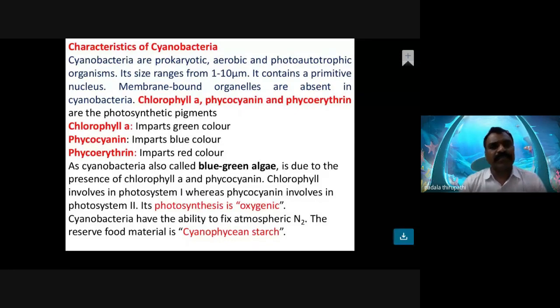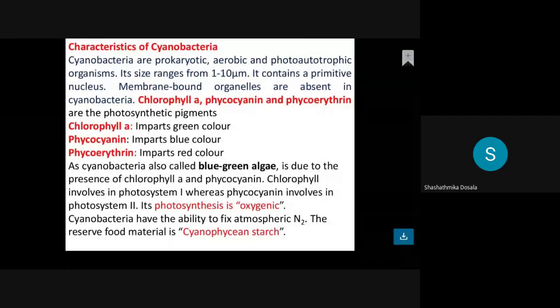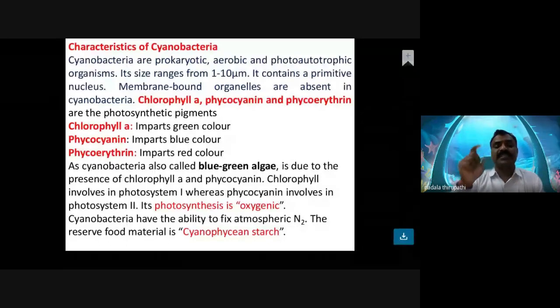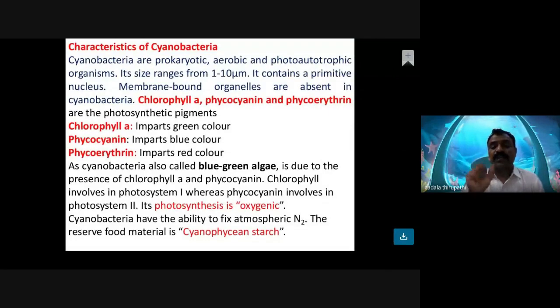Then cyanobacteria possess pigments, one of the most important aspects for the preparation of food material. That is chlorophyll A. Have you ever heard the term chlorophyll A? Yes, sir. Chlorophyll A is the main pigment, the first and very important one. All photosynthetic organisms definitely possess chlorophyll A. Chlorophyll A acts as a reaction center in the light harvesting complex. So one of the important chlorophyll pigments is chlorophyll A.